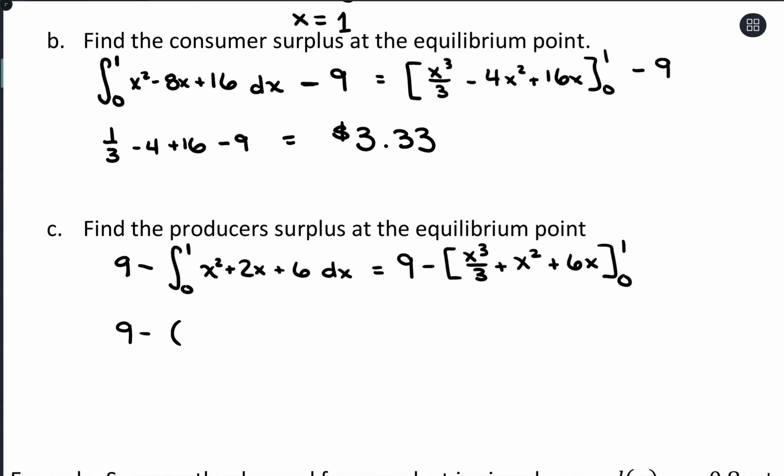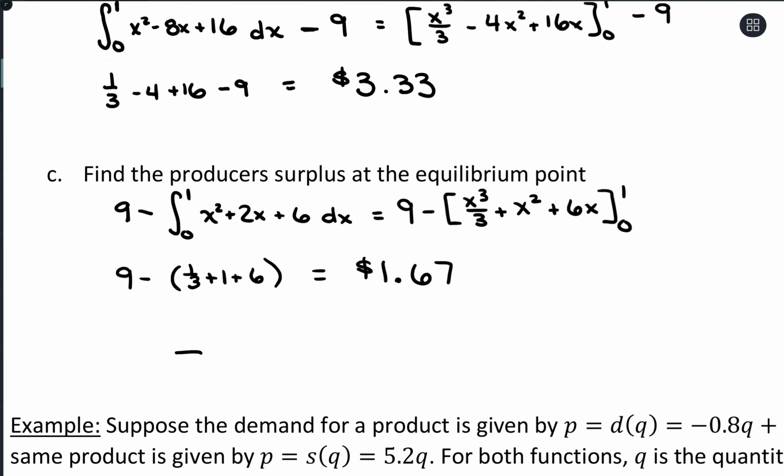So 9 minus, if we plug in 1, we'll have a third plus 1 plus 6. If we plug in 0, that all wipes out. And a calculator will tell us that's $1.67. So that's the added benefit that the producers are getting with this supply that they're offering there.